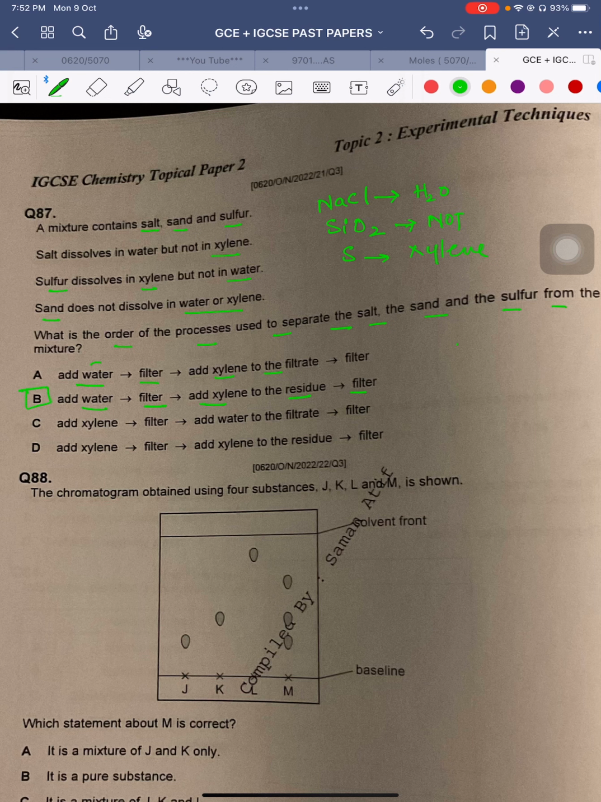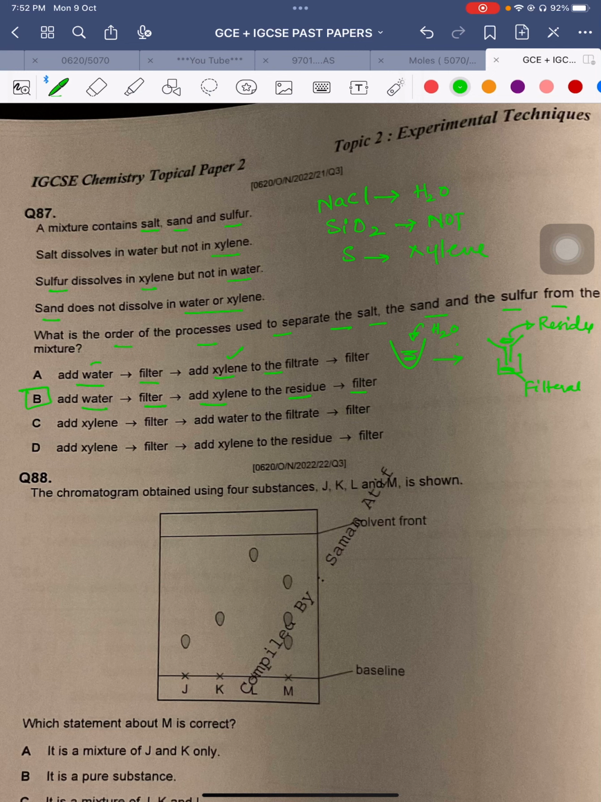Let me explain this. We have this complete mixture, and we add water to it. As a result, only sodium chloride will dissolve, whereas SiO2 and sulfur will not. We pass this mixture through filter paper, and the top is the residue. The first option is wrong, because it says add xylene to the filtrate. The bottom is called the filtrate.